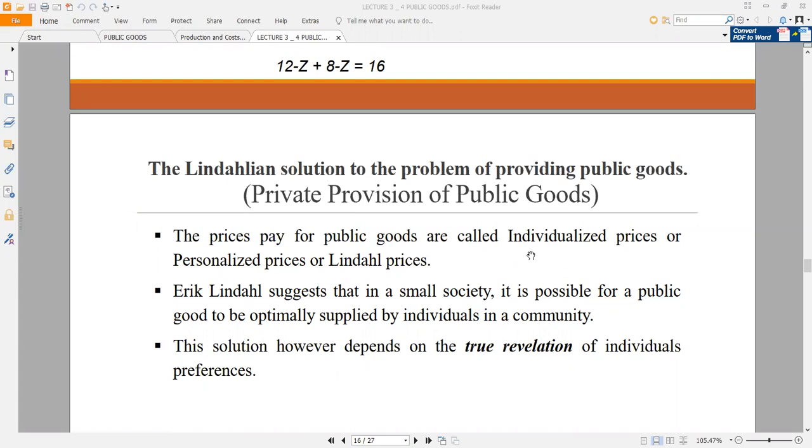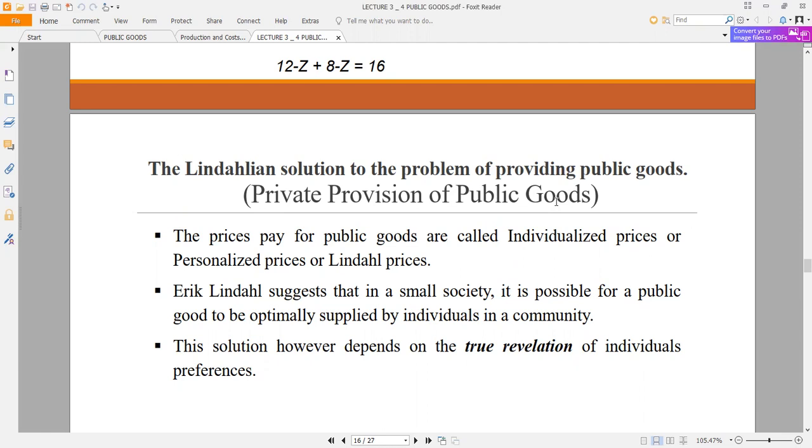So if you feel like you'll be getting more benefit from the good, then you'll be willing to pay more. But if you feel like you are not getting much benefit from the good, then you have to pay less. So before this can actually work for the private sector to provide the public good, the people should truly reveal their benefit that they get from the good. Because if you don't do that, it's going to be very difficult for you to get the necessary amount of money that you need to cater for the provision of that good.